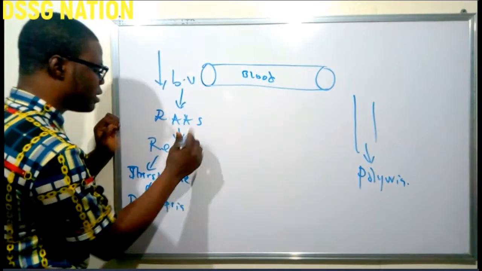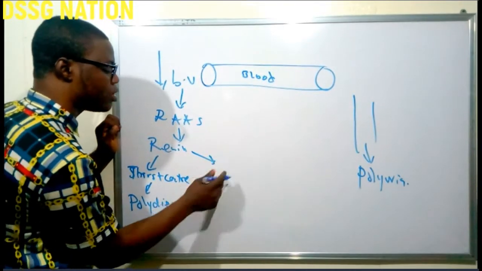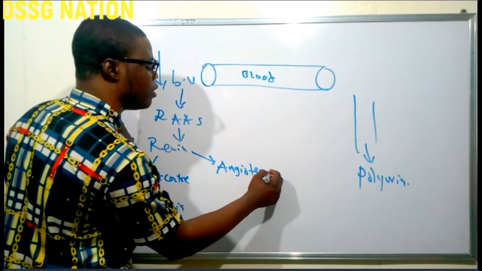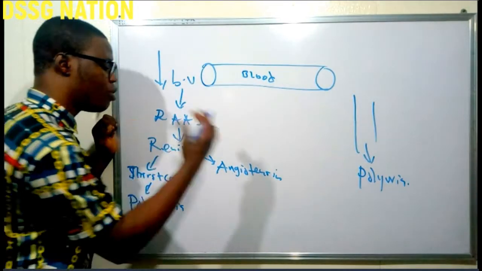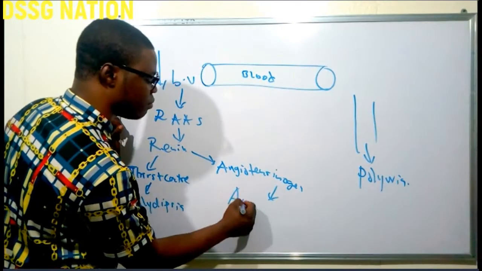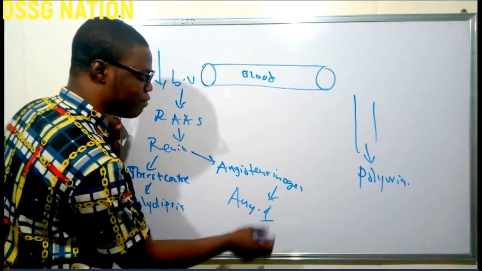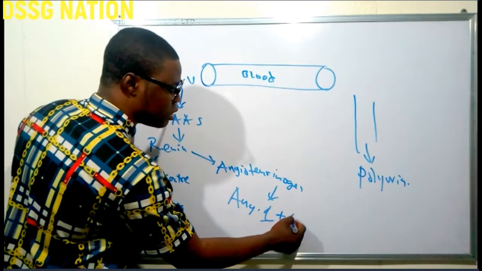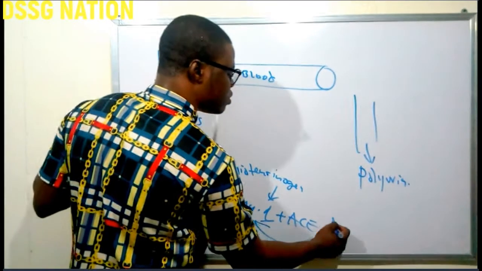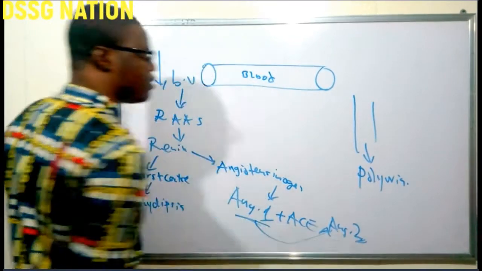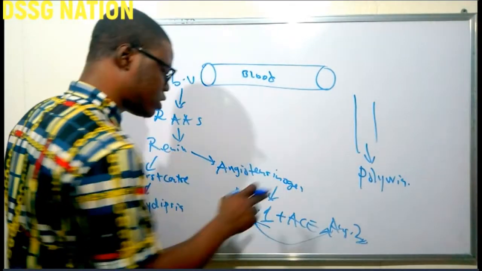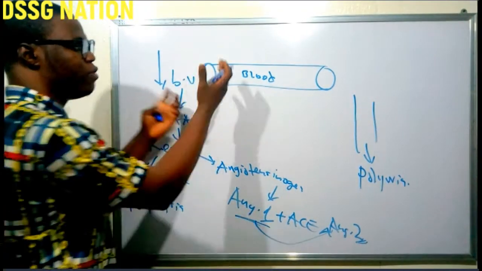And now, for that, renin can also convert an enzyme that we call angiotensinogen. Just go and watch the RAS and you understand. So it is going to convert angiotensinogen into angiotensin 1. And angiotensin converting enzyme from the lungs, ACE, is going to convert angiotensin 1 into angiotensin 2. And this angiotensin 2 is a potent vasoconstrictor, like it constricts blood vessels.